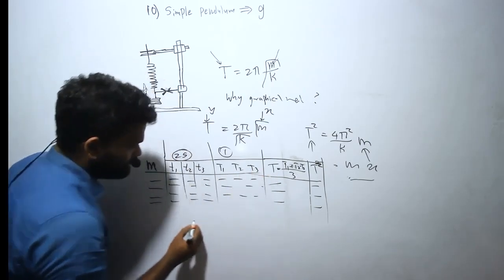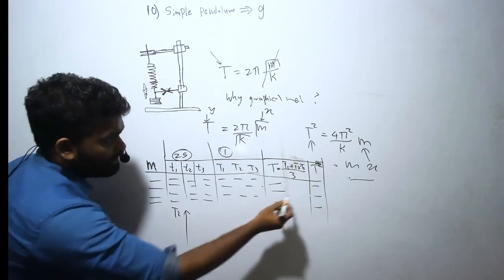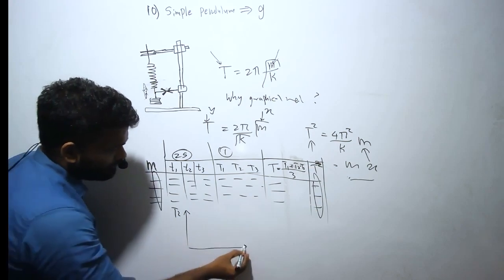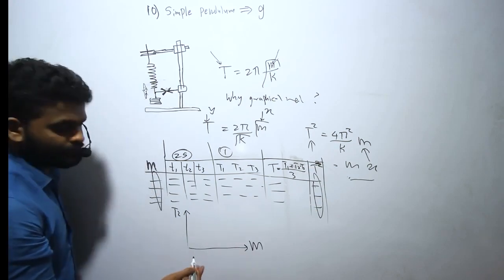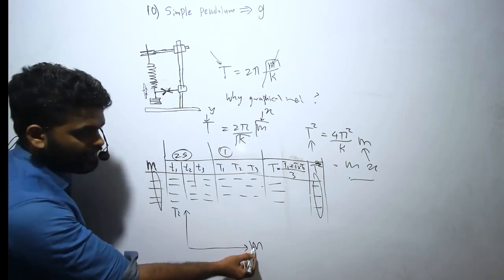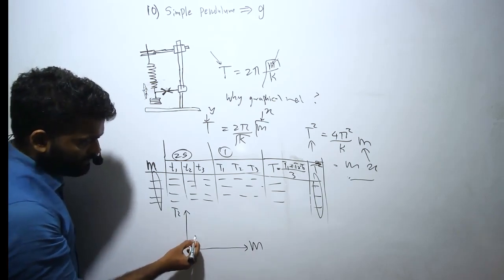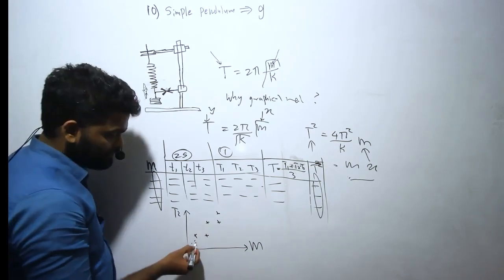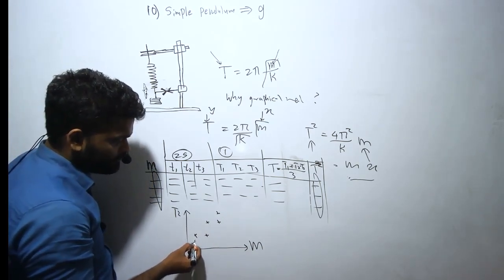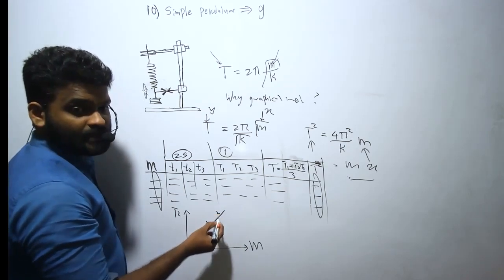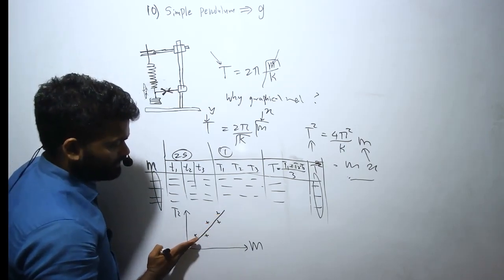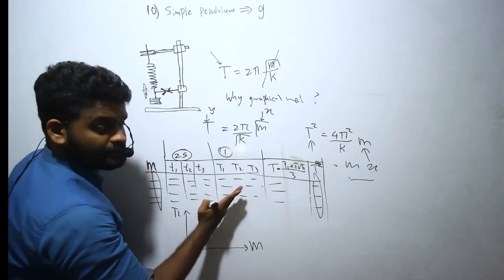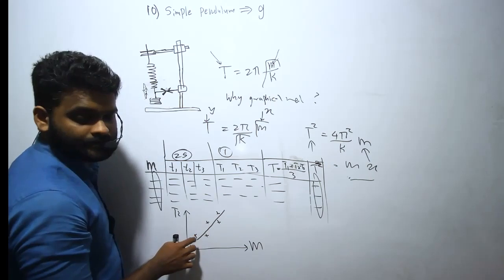So once you get that, you have T squared values here and X values here. You draw this graph between T squared and M. Then you have 6 coordinates like this, right? Then you draw the best fitted line. Best fitted line. The line that goes right in between these coordinates.